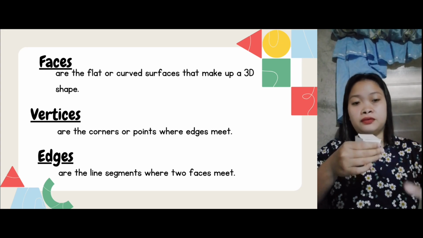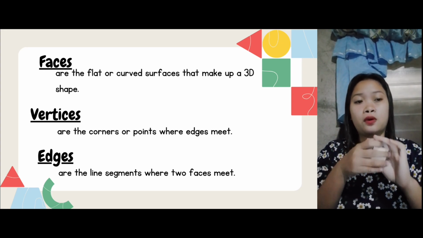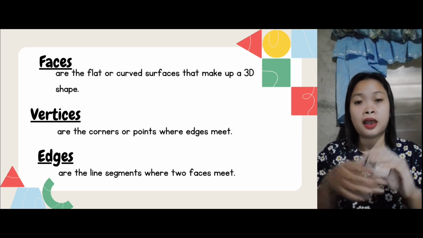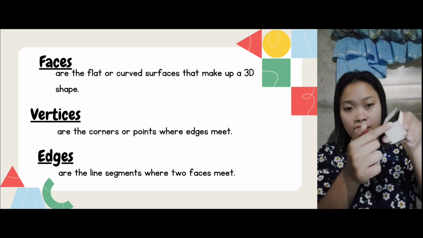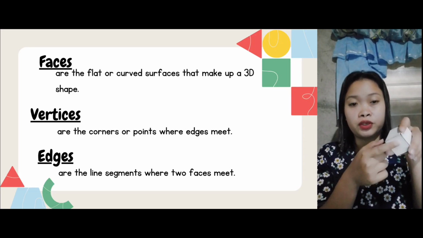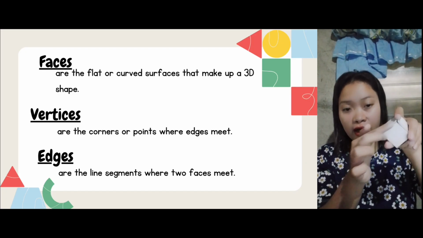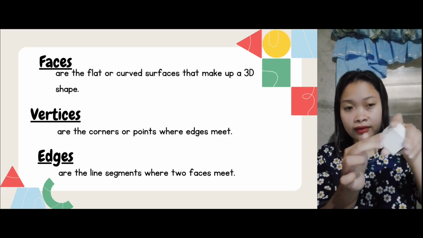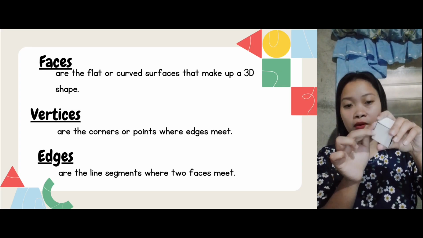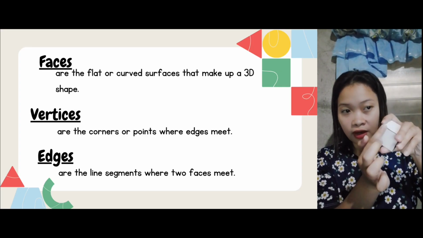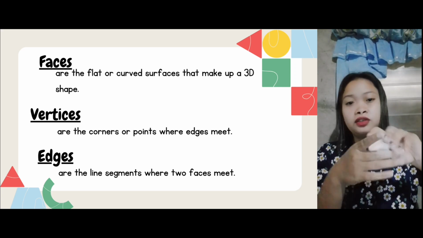So, karon ang vertices na pod. O sige, itong vertices, everyone. Vertices are the corners or points where edges meet. So, unsa man ang edges? Edges are the line segments where two faces meet. So, di ba ang face kani. So, mao ni siya ang edge. And then, ang vertices pod, mao ni siya ang where edges meet. So, since mao ni siya ang edge, mao ni siya ang point. Okay, so nasabtan na ang vertices. So, nasabtan na, guys.